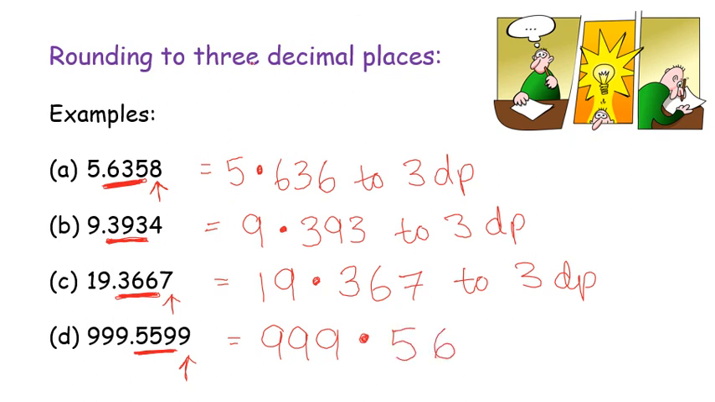999.56. Now the question wanted 3 decimal places, so I am going to have to add in a 0 here. And that is because the 9 bumped this 9 up to a 10, which bumped this 5 up to a 6, but I have to add in a 0 to make the answer to 3 decimal places. And I want to write that in to 3DP.